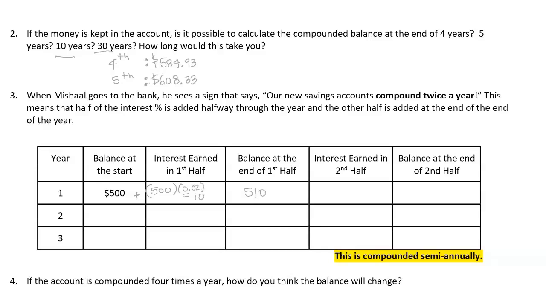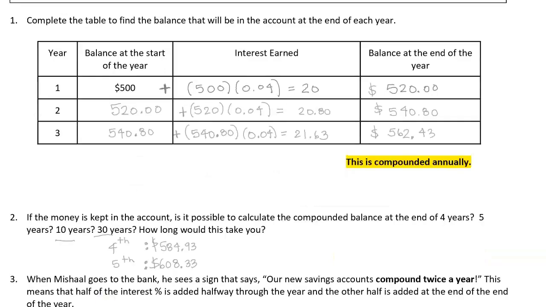Now, when I go into the second half of the year, instead of using 500, I'm going to use 510 times half the interest. That's going to get me $10.20. When I add $510 plus that $10.20, I get $520.20. Now, if we compare that to row 1 on the first table, you'll see that we already have a little bit more money.